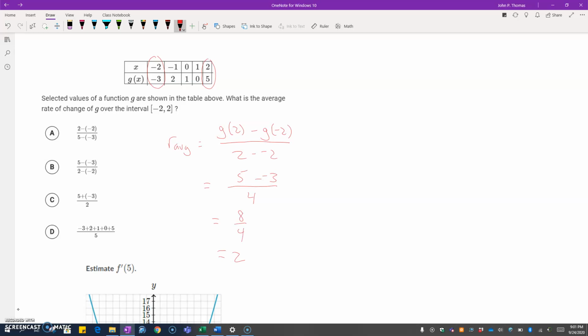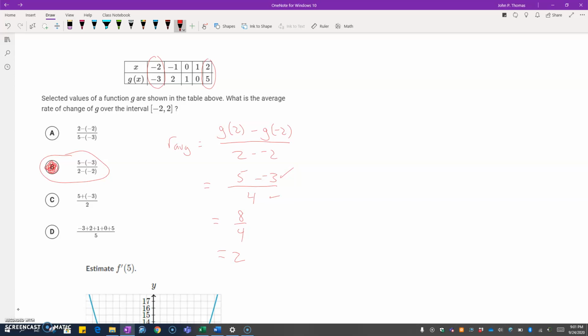Now I went all the way through and found the value. This actually asked me which of these would be correct. So I want to look for something that matches us. It looks like right here in B, we have the 5 minus -3, which matches our top. And in the bottom, we have 2 minus -2, which would be 4, which would match the bottom. So B is our correct choice in this one.